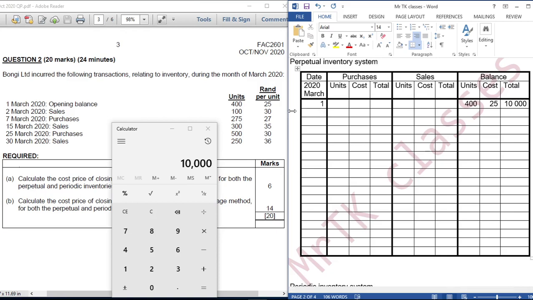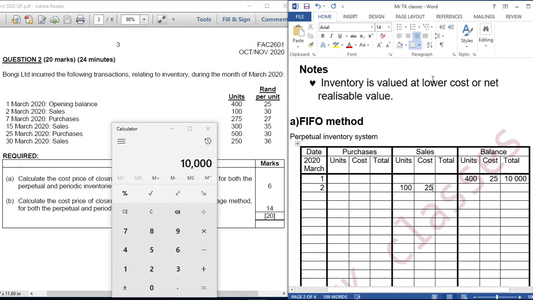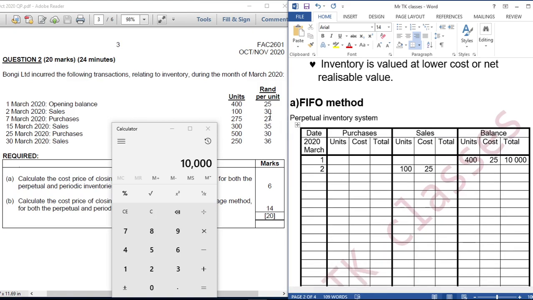Now we are going to sell on the second. Their sales, 100 units were sold, right? So we only have one batch, which is the batch that was there at the beginning. These 100 units that were sold, their cost price was 25. Because remember we said inventory is valued at cost price. And here we have this 30. 30 is selling price. We are not going to look at selling price. We are dealing with inventory here.